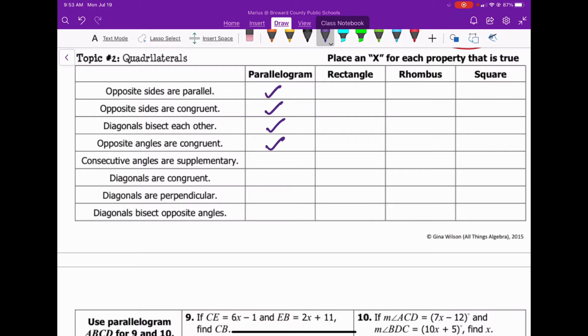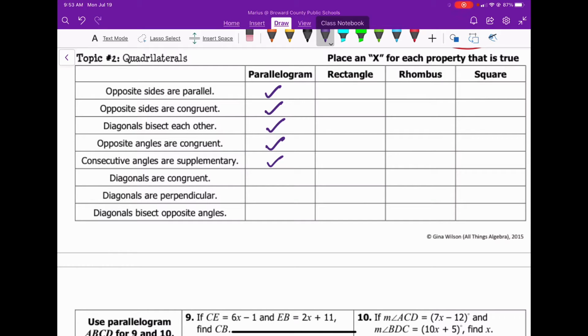And what's next? Consecutive angles are supplementary. That is also true. Okay. So consecutive angles are supplementary. That means angles that are right after one another. Just those two angles are going to add to equal 180 degrees. So supplementary means that they add to equal 180.